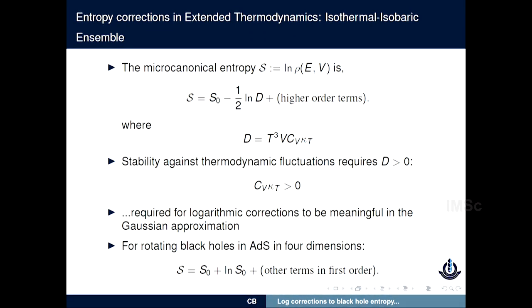So if you simplify, then D turns out to be T cube V CV times kappa T. Kappa T is the isothermal compressibility, CV is specific heat at constant volume. So stability against thermodynamic fluctuations requires that this be greater than 0. This is also required for log corrections to be meaningful in the Gaussian approximation. So one can calculate for rotating black holes and the coefficient turns out to be 1, and this coefficient doesn't change from the earlier computations actually.